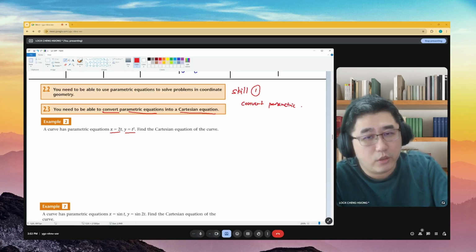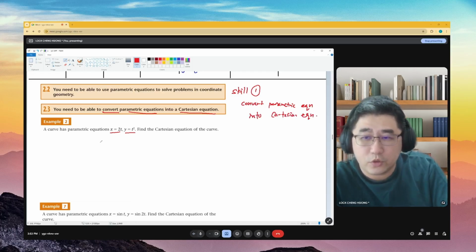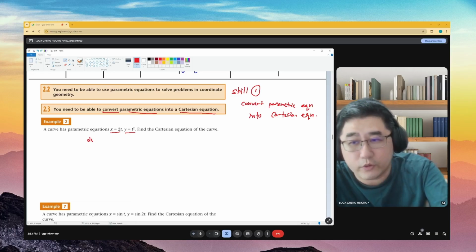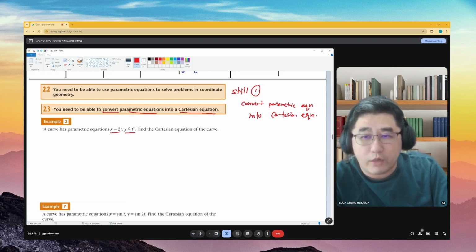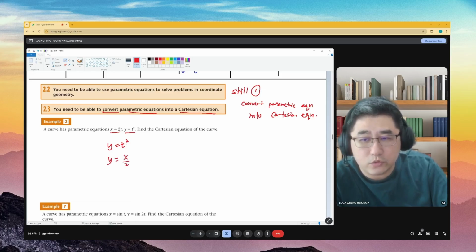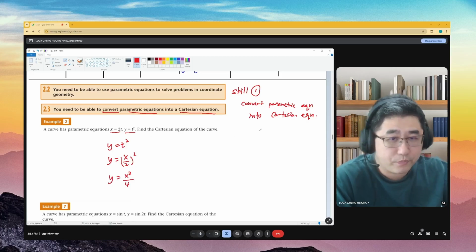Convert the parametric equation into a Cartesian equation. Okay, so I have y equals t squared. So x equals 2t, so t equals x over 2. So y equals x over 2, the whole thing squared. So y equals x squared over 4. Of course, this is an easy example.